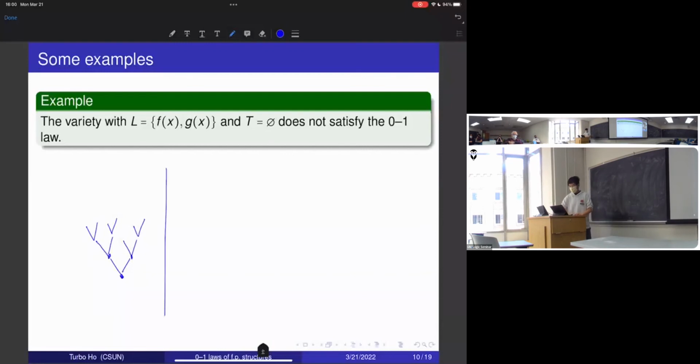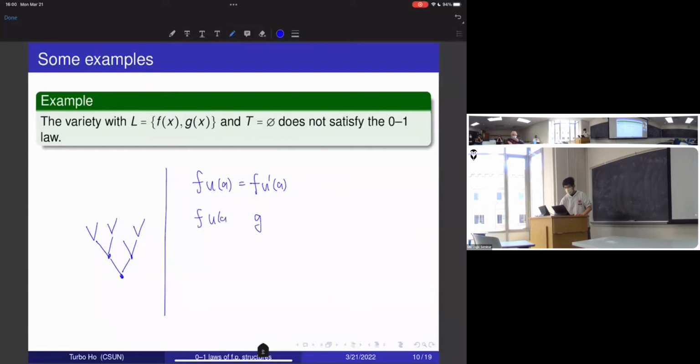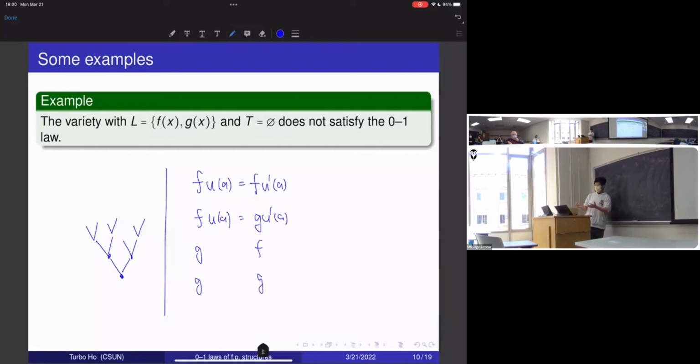However, when you take a quotient structure, there may be a few possibilities, because depending on how the left-hand side and the right-hand side of your identity started, you could be looking at F and then some word U of a equals F, and then some other word U prime of a, or it could be F and G, or it could be G and F, and G and G. And then if you just count how many identities there are, each of these will have 1/4 possibility of happening.